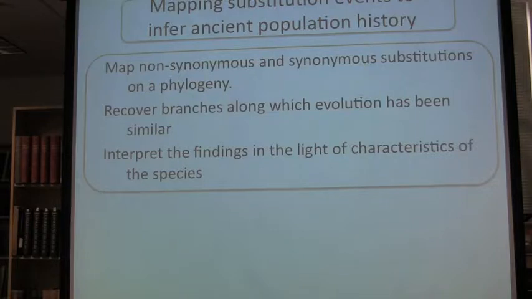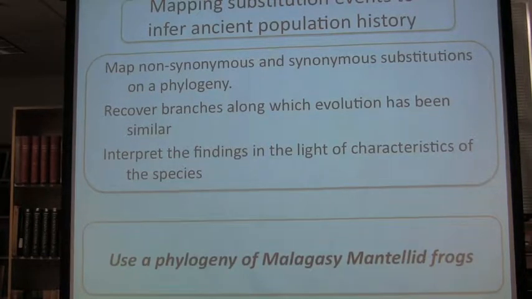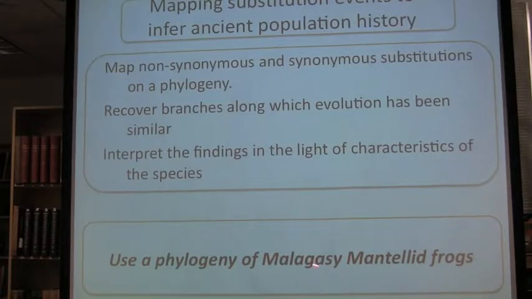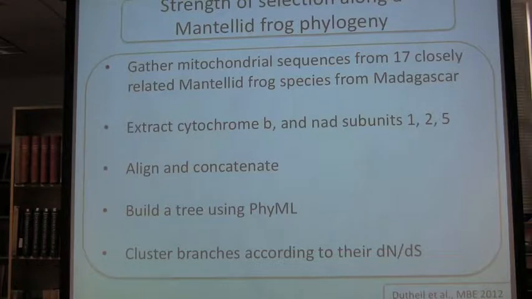So if you have questions at any moment, feel free to interrupt me. So in this case, the species we've been interested in are frogs, and in this case, mainly frogs from Madagascar. So more precisely, we chose 17 species of frogs. We extracted 4 gene sequences, we aligned them and concatenated them, built a tree using PhyML, and then we applied our approach to cluster branches according to the DNDS ratio on those branches of the phylogeny.